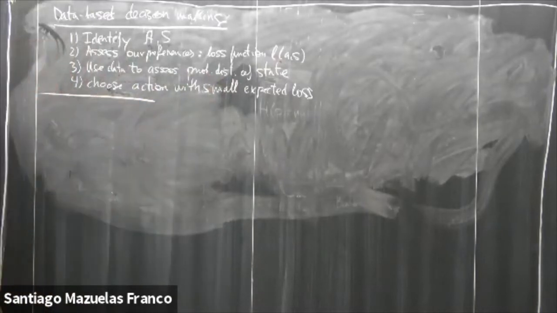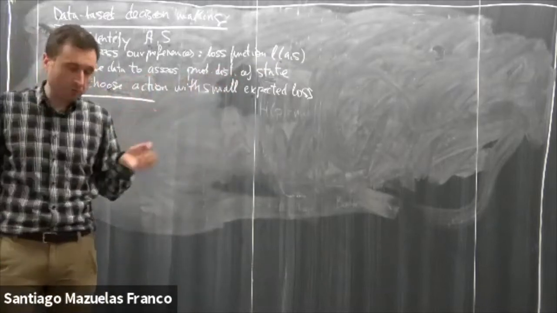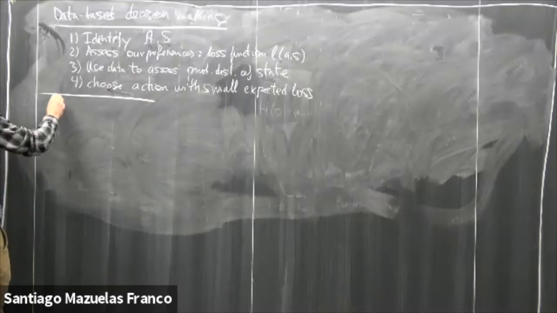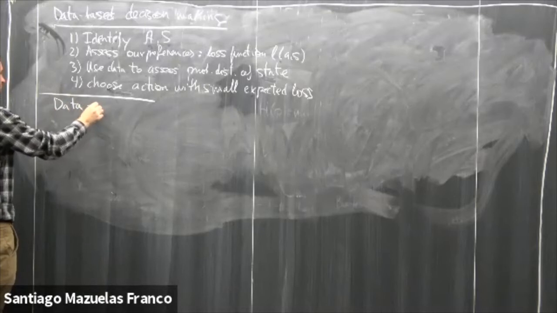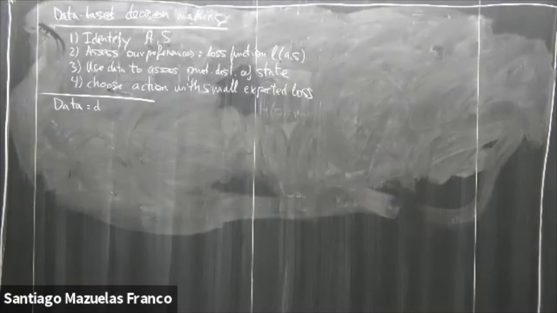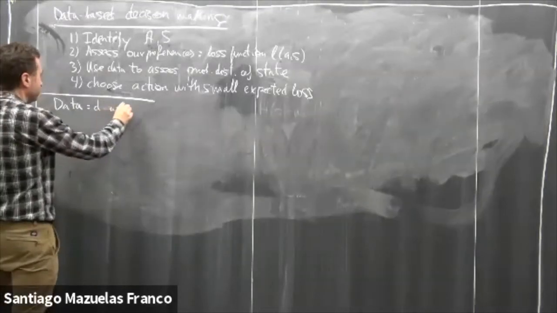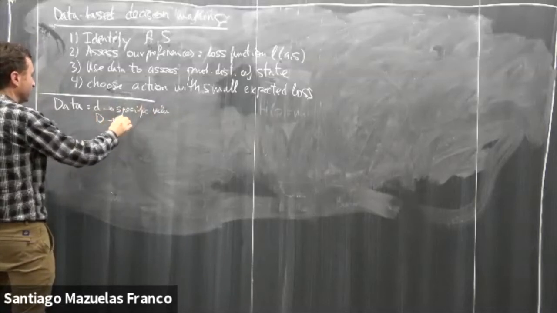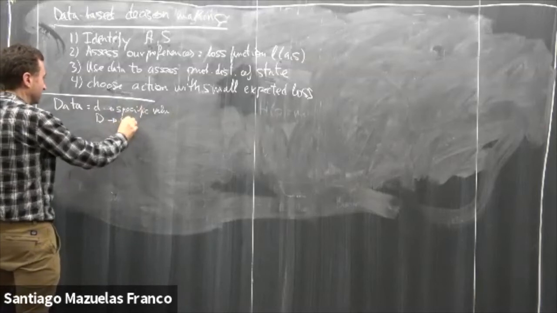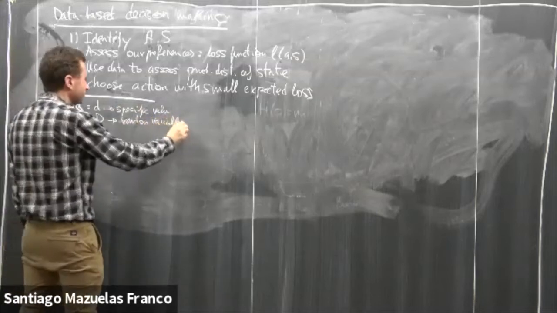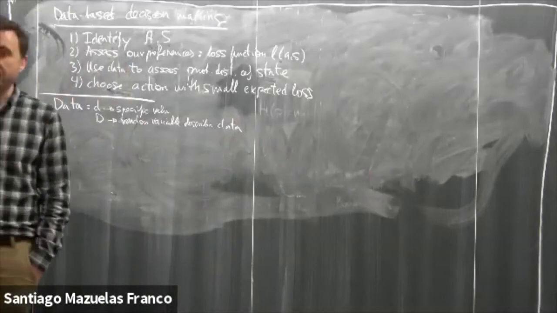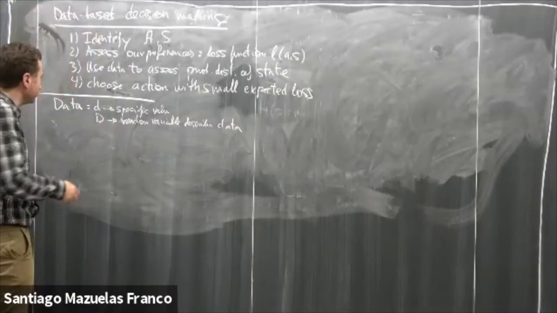Okay, so this is, as I said, basically almost the same as without the data. The only thing is that our assessment of what things are possible and how possible they are is going to change. So let's use a little bit of notation. For data, I'm going to use a small d to refer to a specific value of the data. And with capital D, I'm going to denote the random variable. So before we see the data, it is a random variable.